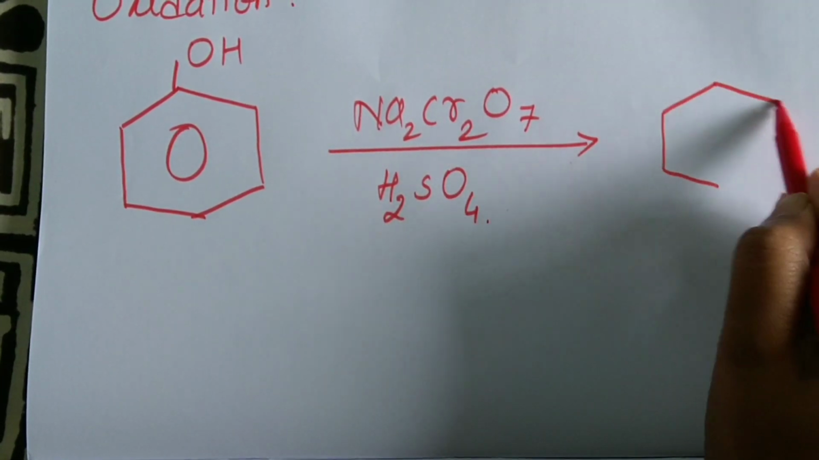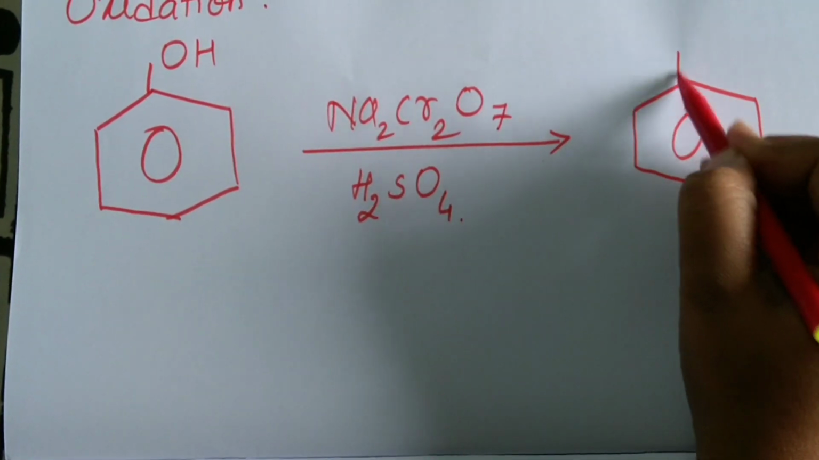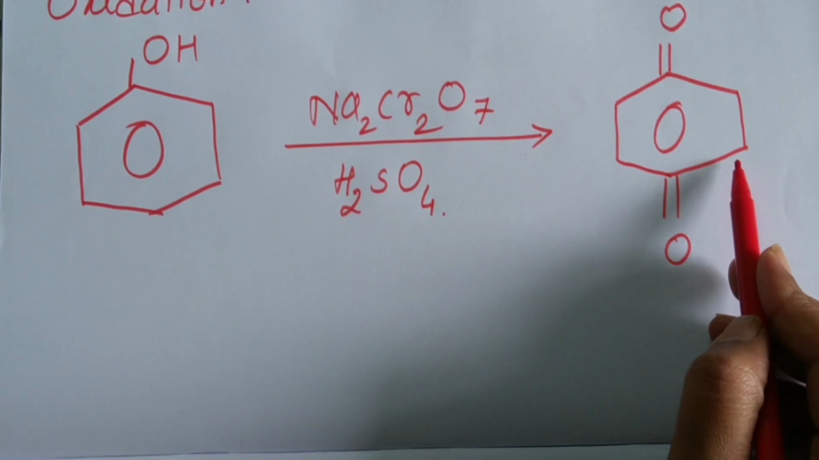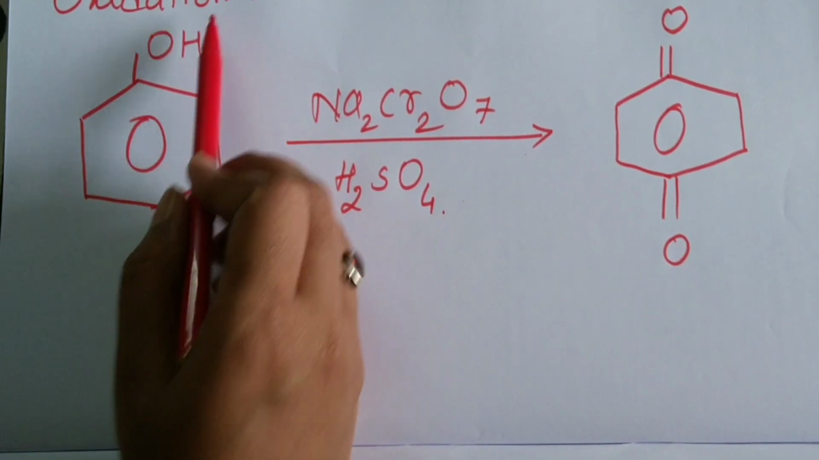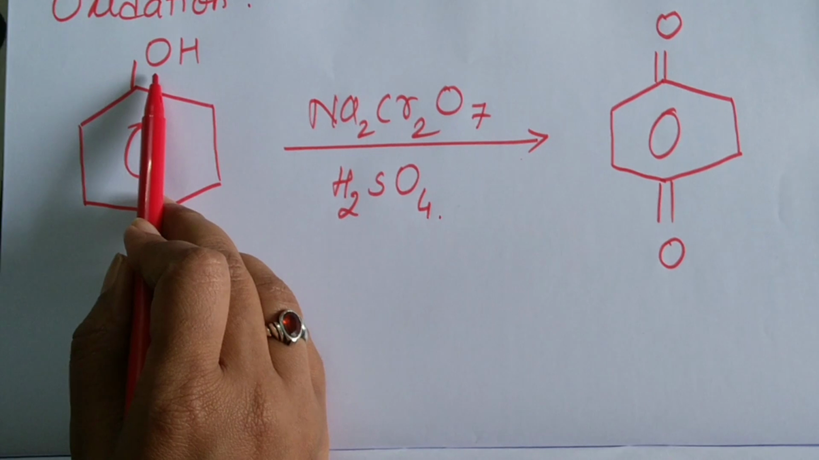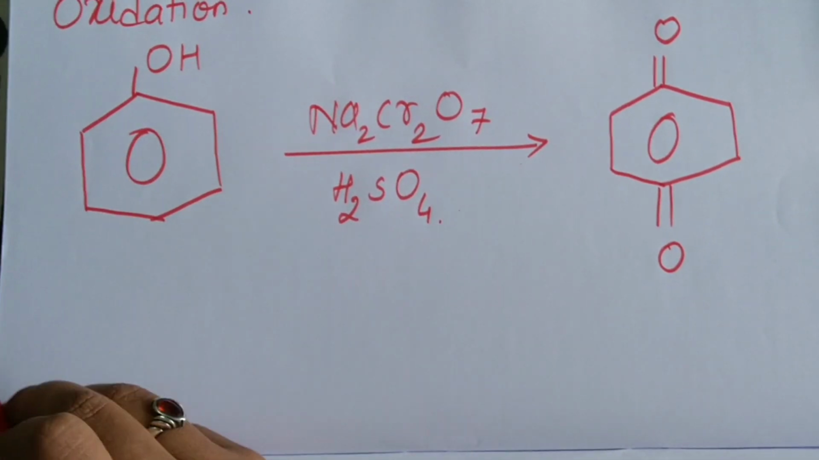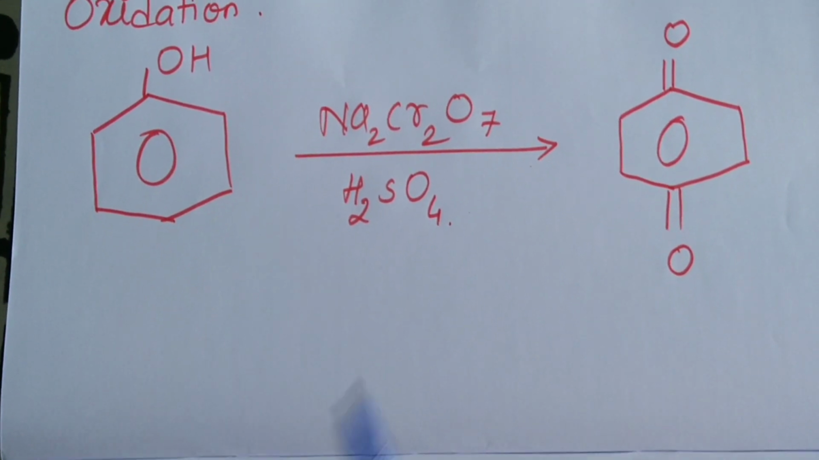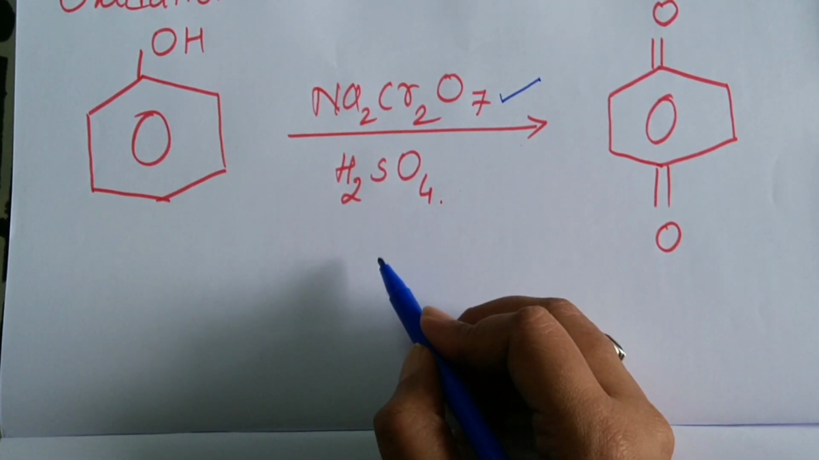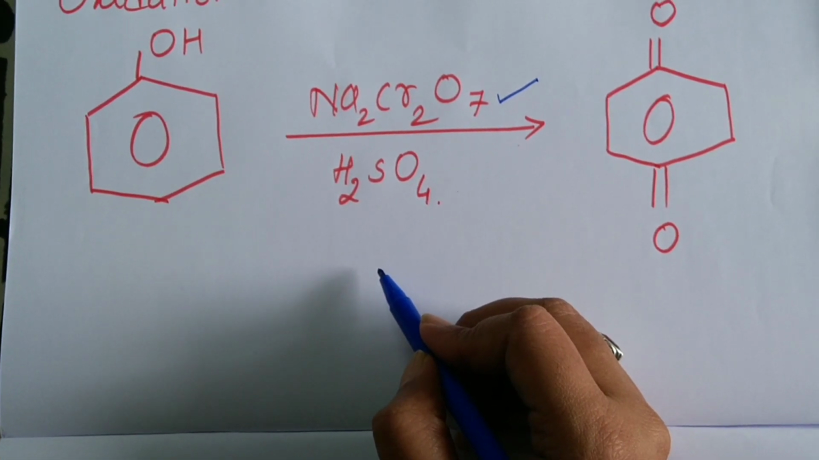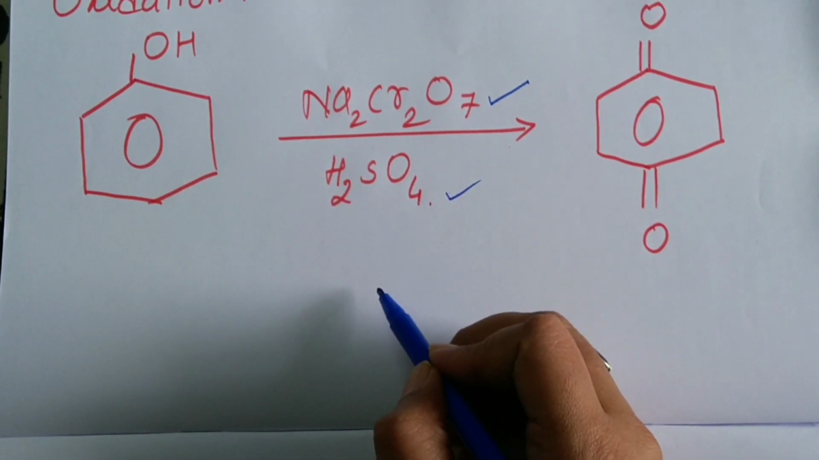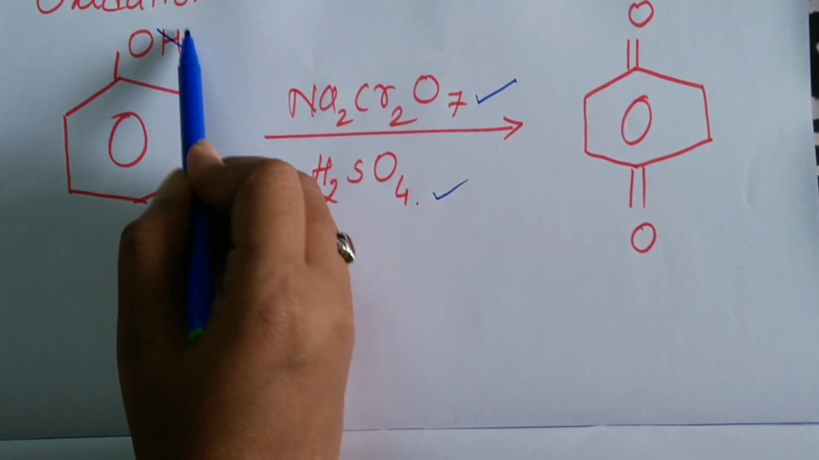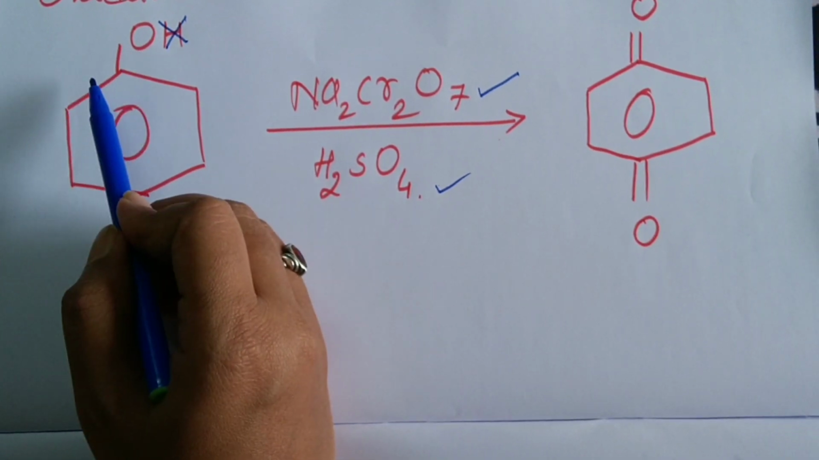Oxidation. Oxidation of phenols gives us benzoquinone. Okay, this is the structure of benzoquinone. So what is oxidation? Addition of oxygen or removal of hydrogen is called oxidation. How do you bring about oxidation? By using oxidizing agents like Na2Cr2O7 or concentrated H2SO4. So what happens here? These molecules will take away hydrogen, leaving behind oxygen.